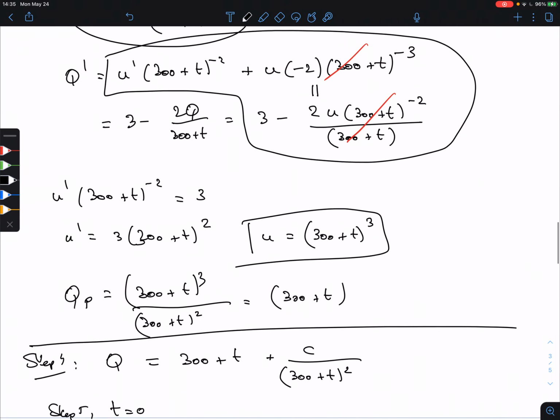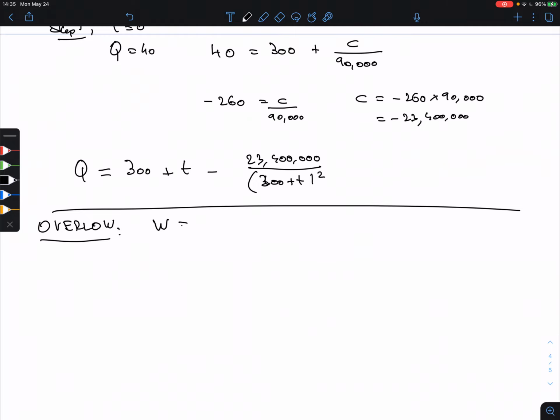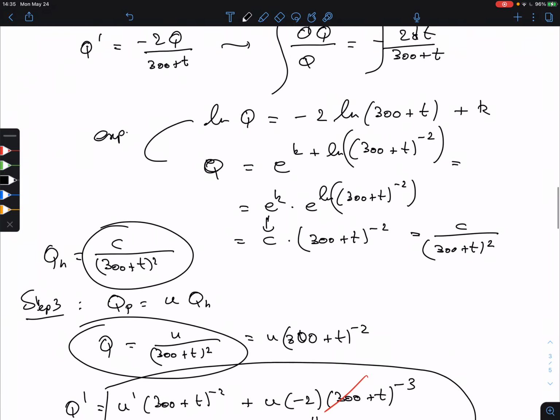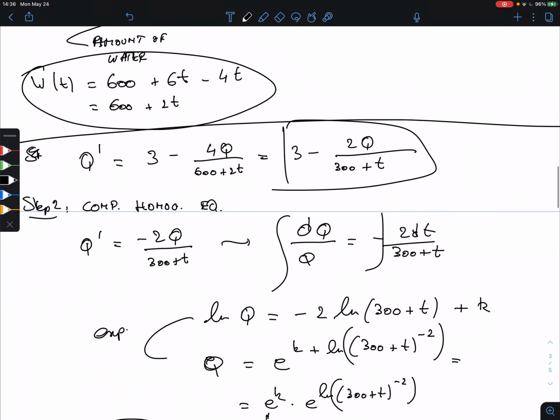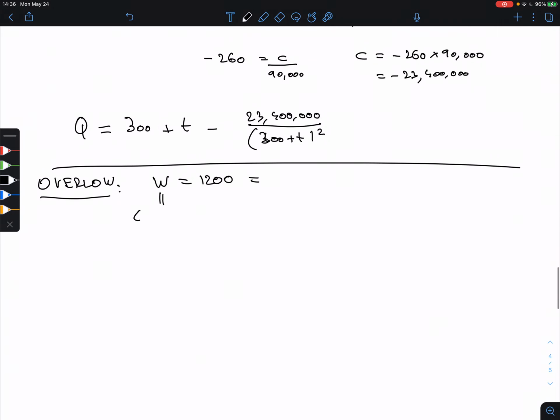So we have a formula for this. Overflow happens if W is 1200, and we know that W is given by the formula 600 plus 2t. So we solve for this. We see that 600 is 2t, bring the 600 to the other side, subtract from 1200. So we see that t is 300. So at t equals 300, the tank will overflow. And so what is Q at that time?